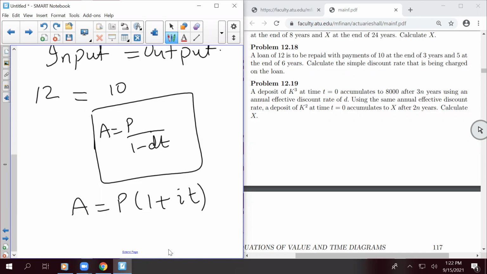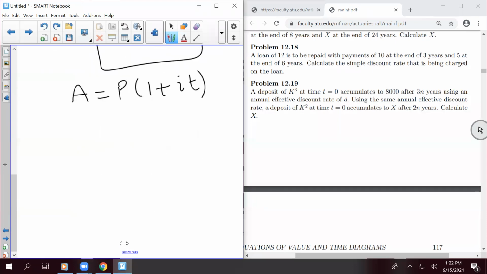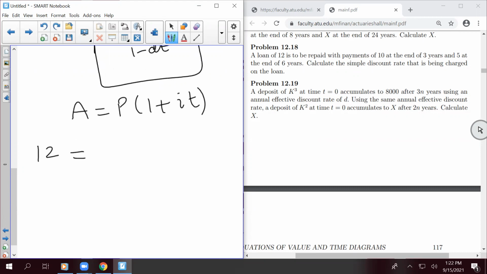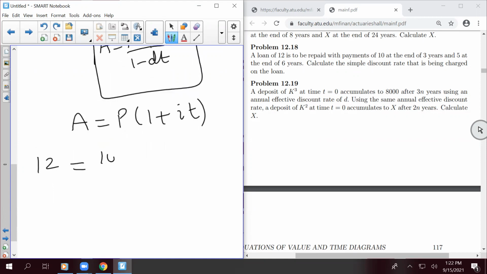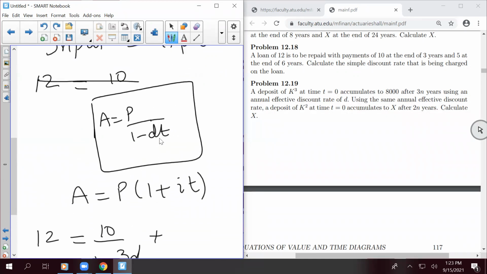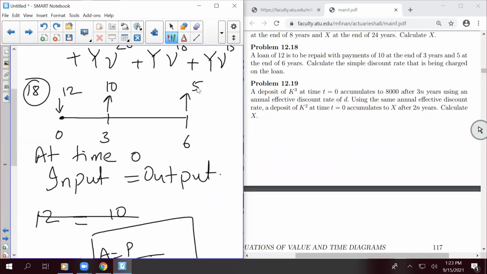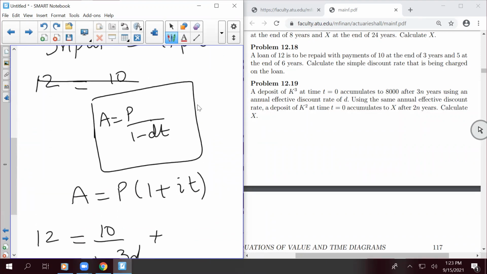Now, once we know that, let's rewrite this again. So the input we know is 12. The 10 that happens at time 3 will be 10 over 1 minus, do they give us the D? No, that's what we have to find. Calculate the simple discount that is being charged. So 1 minus 3D, plus, what about the other payment? 5 happens at time 6, so 5 over 1 minus 6D.